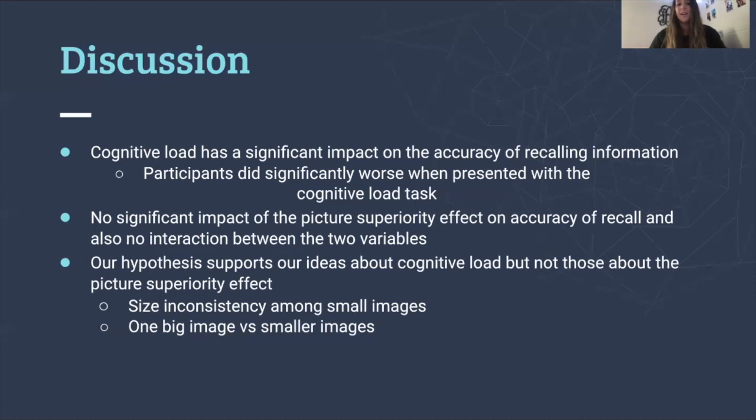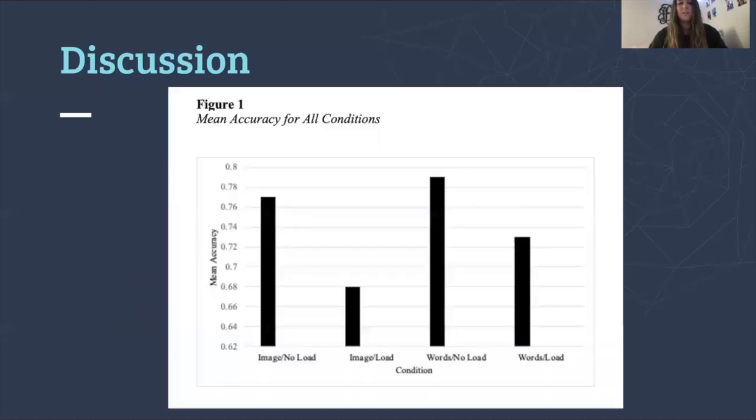In previous literature, all the studies that have been done with the picture superiority effect have been done with single images, whereas we used a very large image. So we thought that maybe it might have overwhelmed our participants, viewing one big image rather than individual smaller images. Here in figure 1, you could just see our data of how many answers in each condition were correct. So we basically measured the mean accuracy.